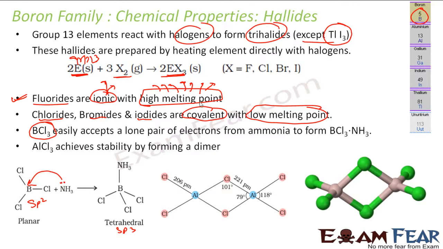And if you see aluminum chloride, it achieves a dimer shape. This is the shape of aluminum chloride. If you see, there are 2 aluminum chloride molecules. This is aluminum, this is aluminum, this is a 3D structure, and the green ones are chlorine. This is how the shape of aluminum chloride looks. We'll discuss more about aluminum chloride and boron chloride in the next few slides.